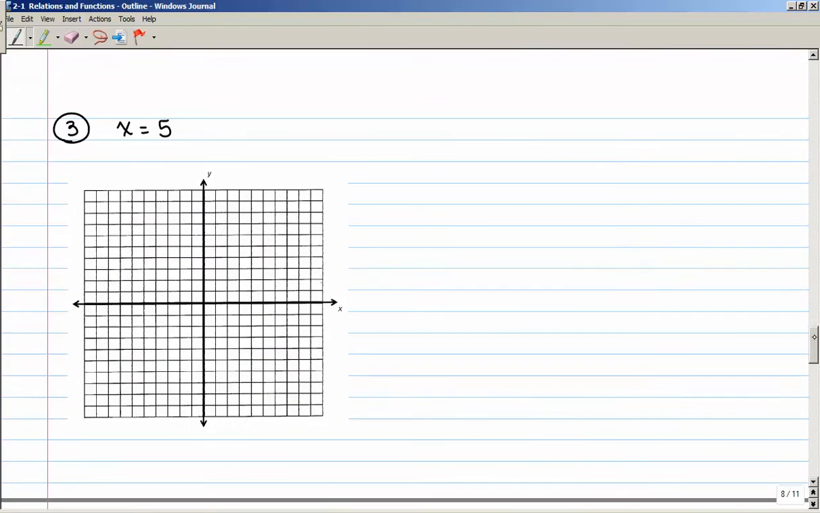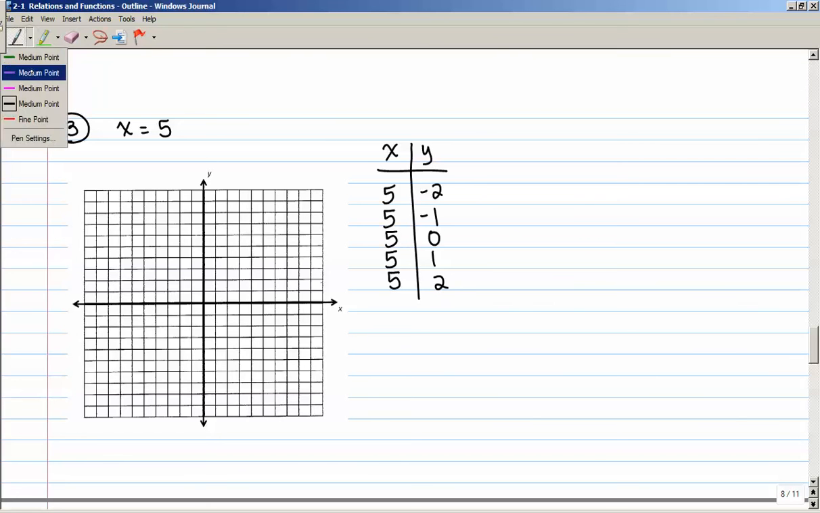My next graph, this one's a little tricky, and you cannot do this one on your calculator because your calculator requires that the equation be written in y equals mx plus b form, or y equals form. This is x equals 5. This is a line you should just memorize. This means that no matter what y is, x is always 5. So when y is -2, x is 5, and so on. And in fact, the graph of this is a vertical line through 5 on the x-axis.